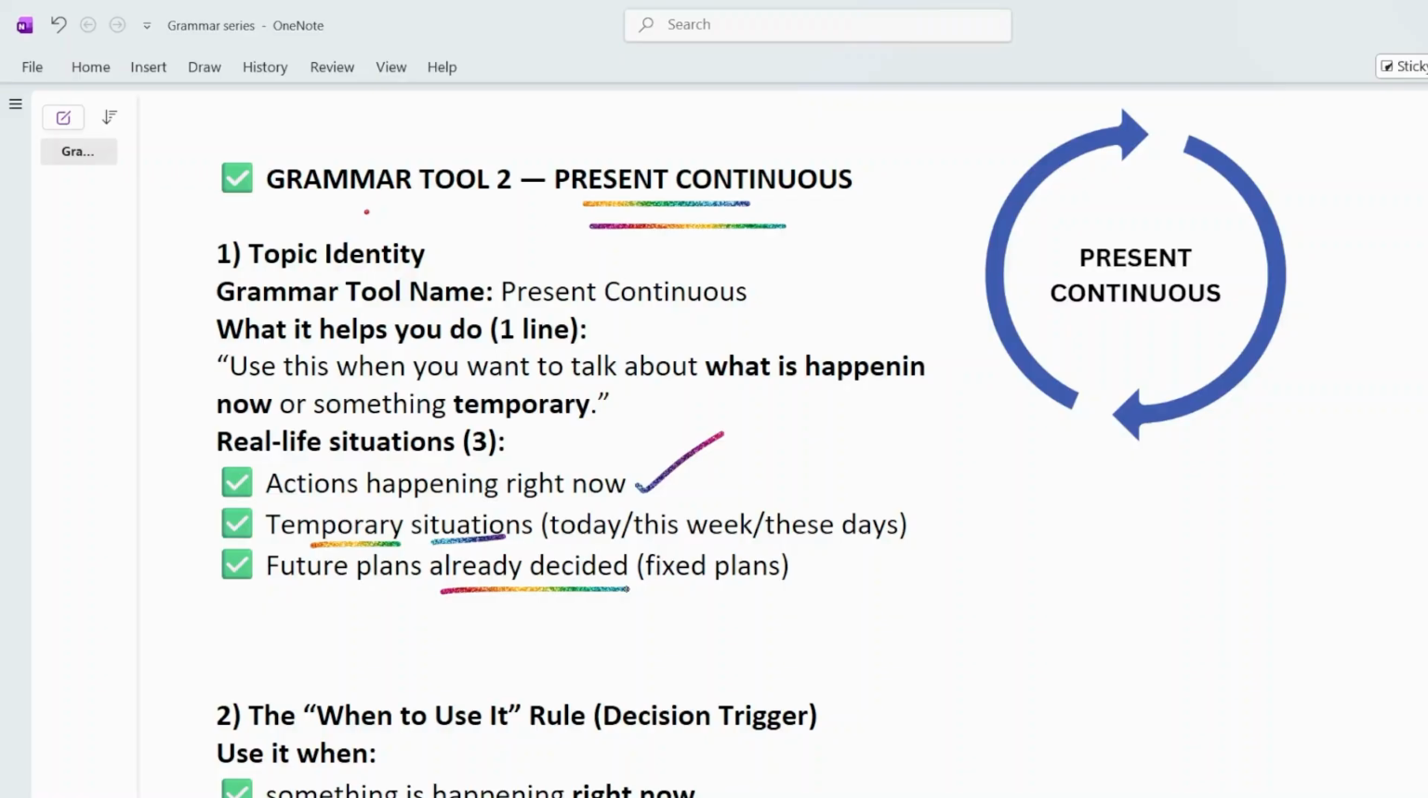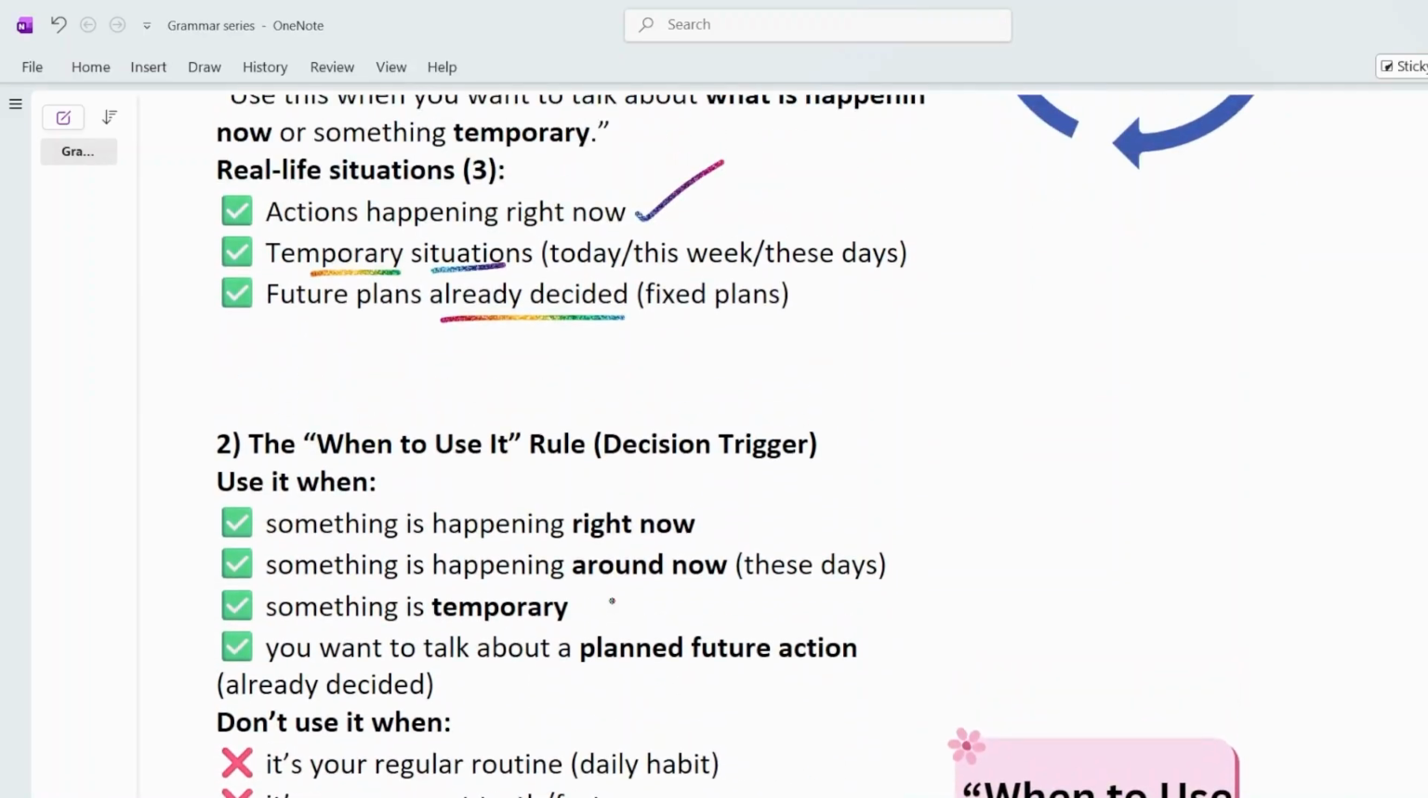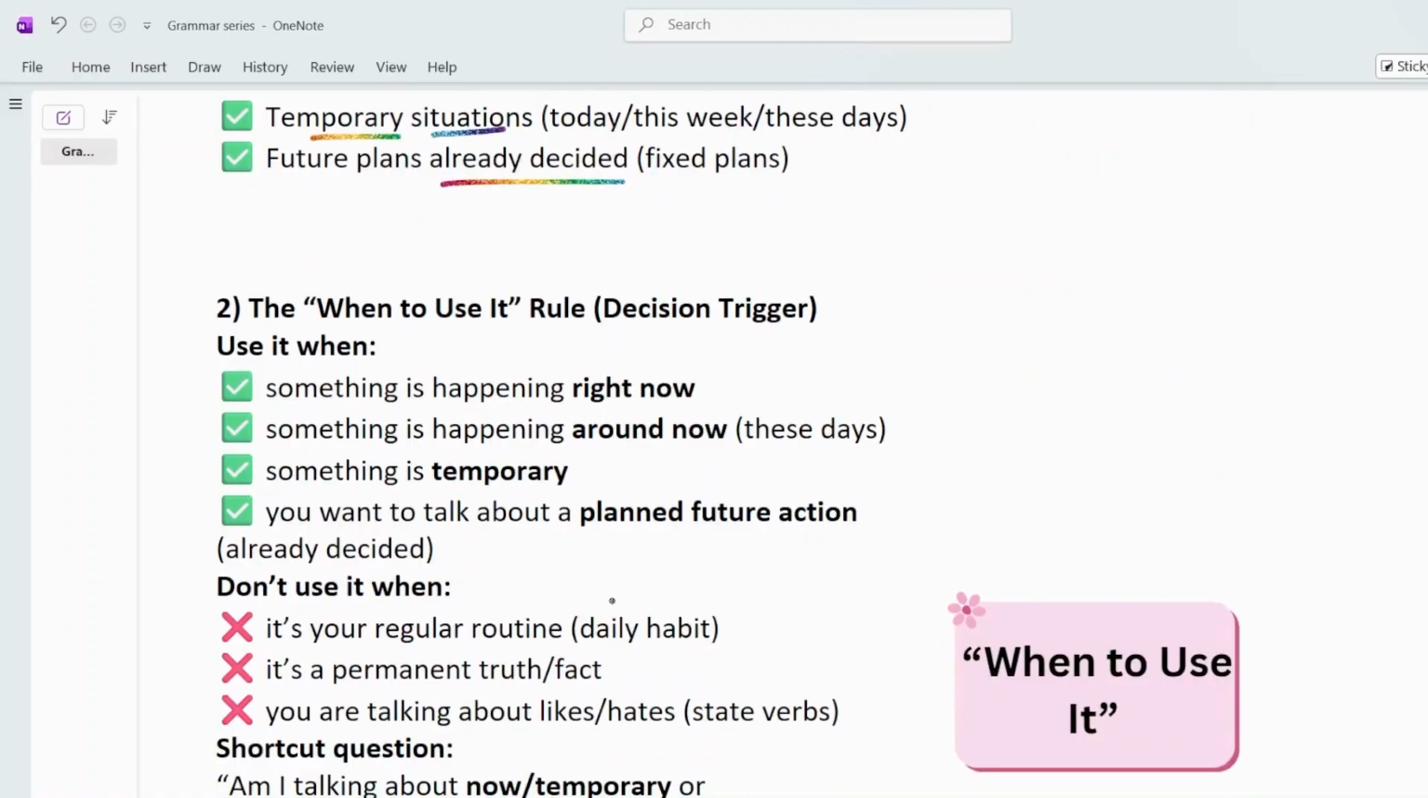Let's take a closer look at some examples. Before that, I would want to tell you that this tense is something that you really need to be very familiar with, because it helps you to talk about your daily life fluently. All right, so the examples that I was talking about are: I am studying right now, she is talking on the phone. Now, a temporary situation sounds like: I am working from home this week.